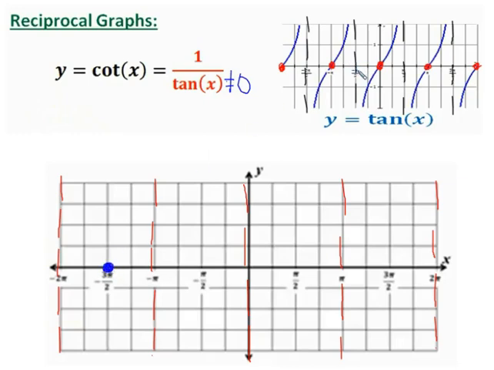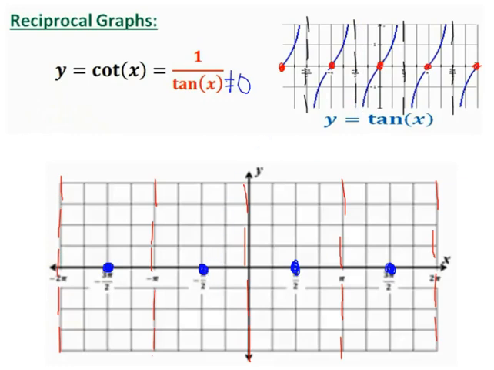We should have an x-intercept at negative pi over 2. Same with positive pi over 2 and 3 pi over 2. So it's that opposite idea. If we have a 0 on the original, it's a vertical asymptote on the reciprocal, and if we have a vertical asymptote on the original, it is now a 0 on the reciprocal.